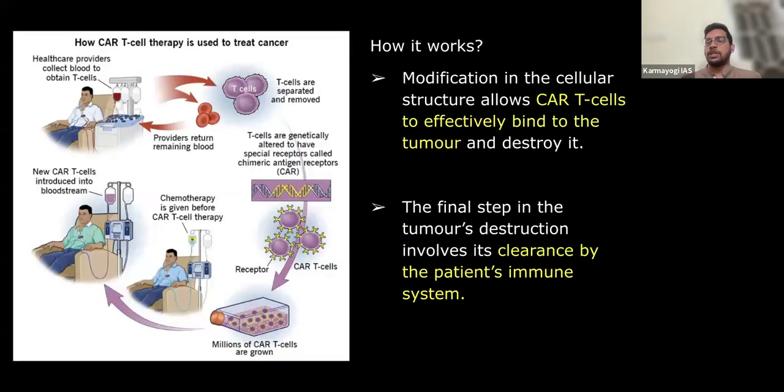And the mechanism we have seen: collecting the blood, then T cells are separated and added with the chimeric antigen receptor proteins, and then we multiply them. Before that, chemotherapy is also performed, and finally these CAR T cells are introduced into the bloodstream, which can destroy the unwanted cells in our body, and the normal condition is restored, right? So this is about the CAR T cell therapy, which is very important.